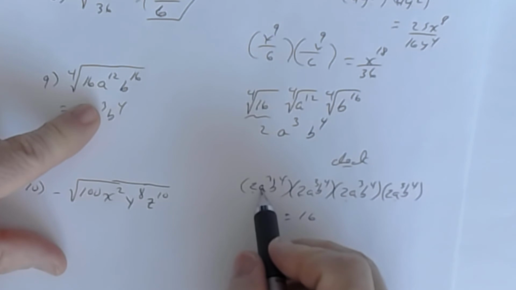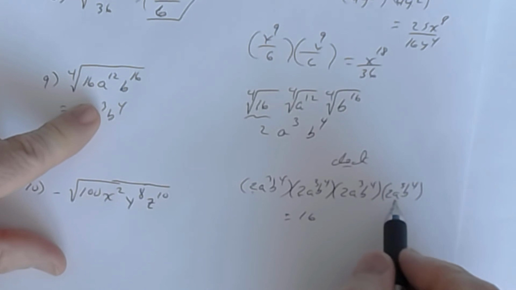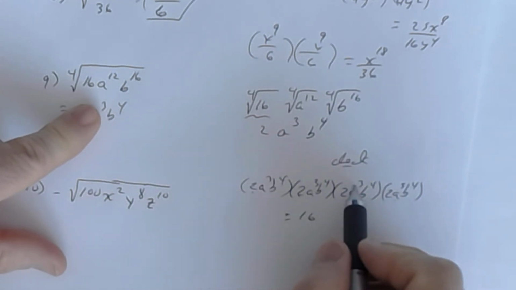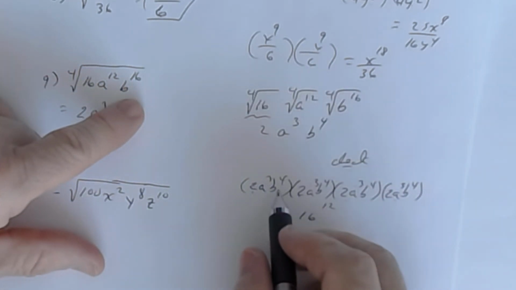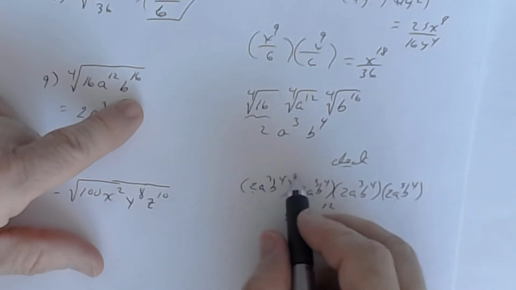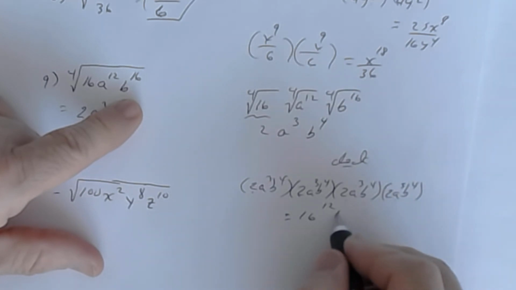Let's multiply the factors of a. So a cubed times a cubed times a cubed times a cubed. When I multiply like bases, I add exponents. 3 plus 3 is 6. 6 plus 3 is 9. 9 plus 3 is 12. And then for the factors of b, same thing. When you multiply like bases, you add exponents. 4 plus 4 is 8. 8 plus 4 is 12. 12 plus 4 is 16.